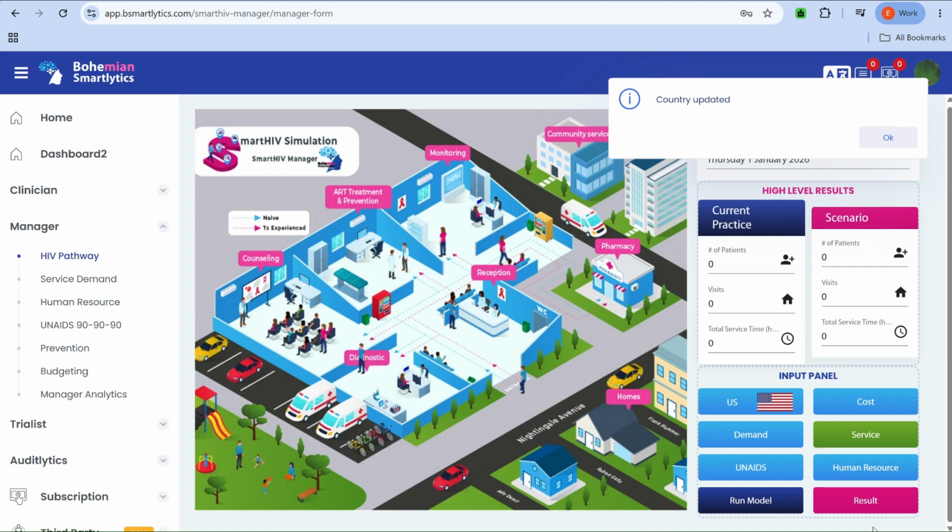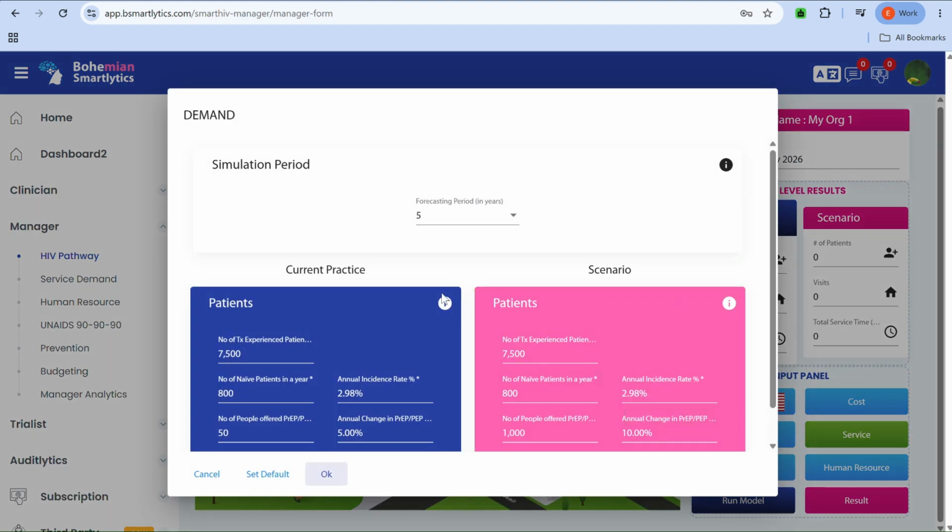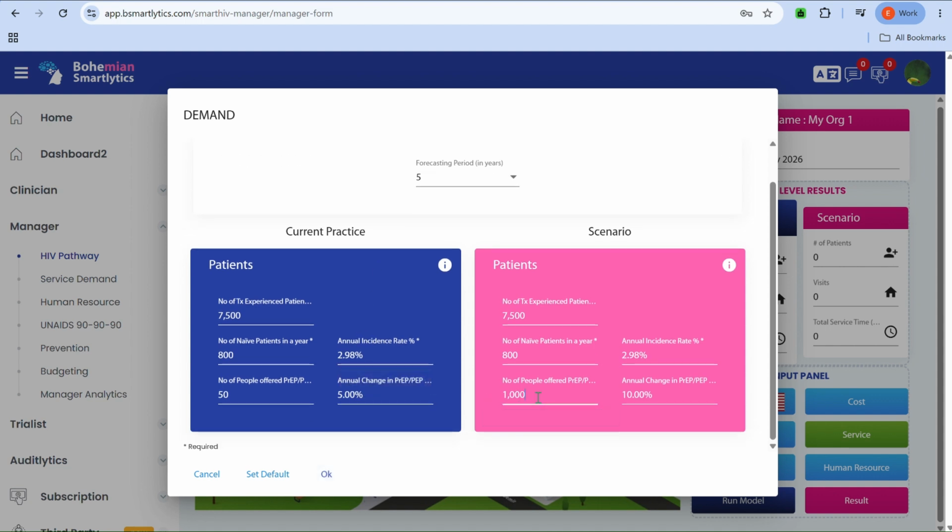Select any country, and the entire back-end reconfigures around that health system's own parameters, its own patients, its own service structure, adapting instantly to reflect how care is actually delivered there.